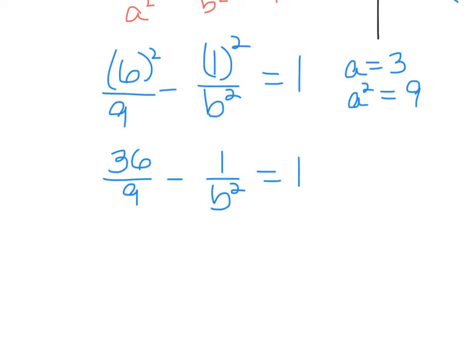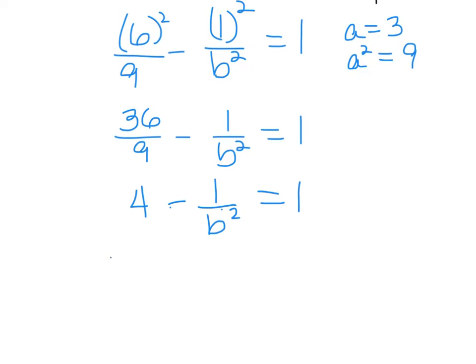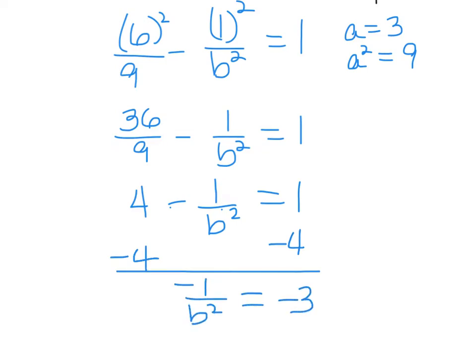Before I start moving things, I'm actually going to simplify the 36 over 9. I can make that a 4. Now, if you'd rather keep it a fraction, you can. I'm just going to go ahead and simplify it to a 4. Subtract the 4. Negative 1 over b squared equals negative 3.